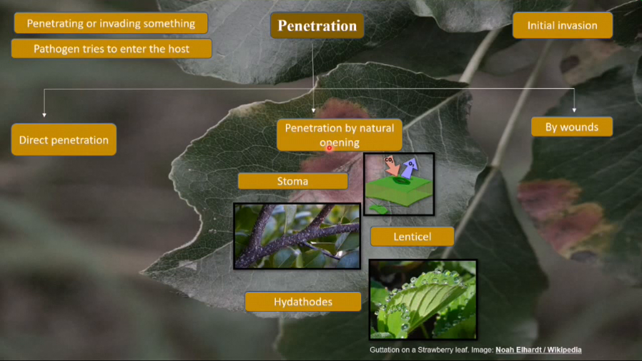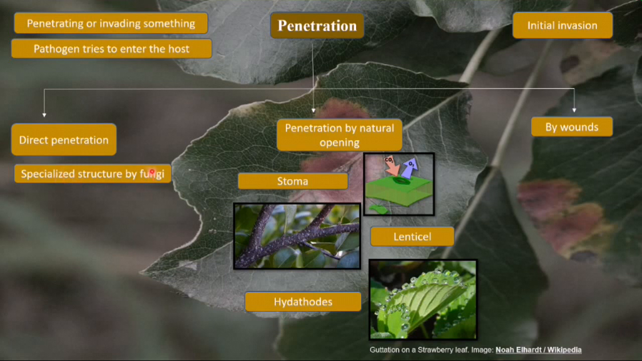Now that we know what is penetration by natural opening, we move towards understanding of what is direct penetration. Direct penetration is where there are some specialized structures produced by fungi. These structures help in penetration, right? Now here no natural openings of the plant are involved.